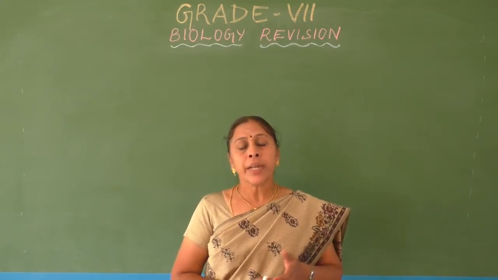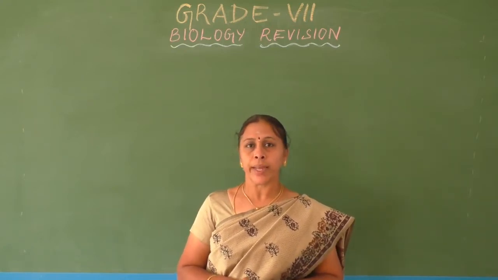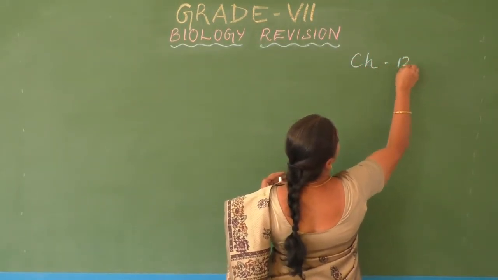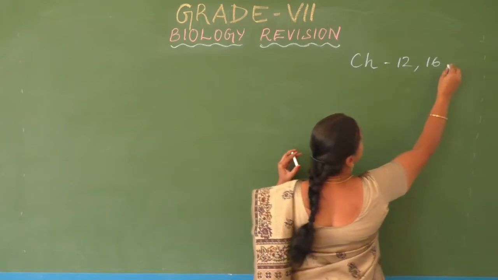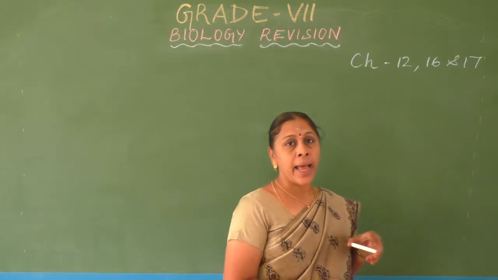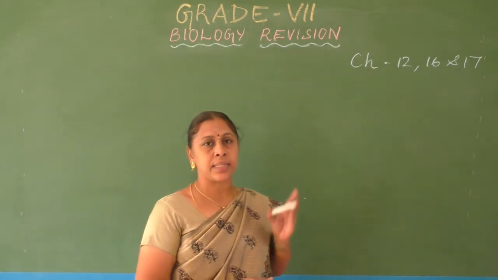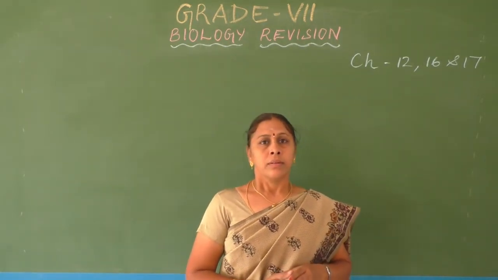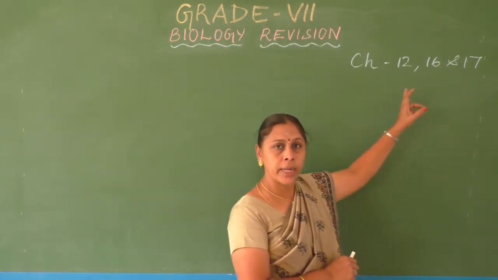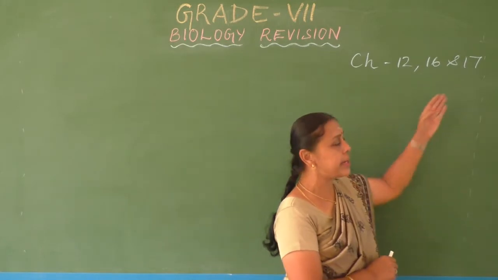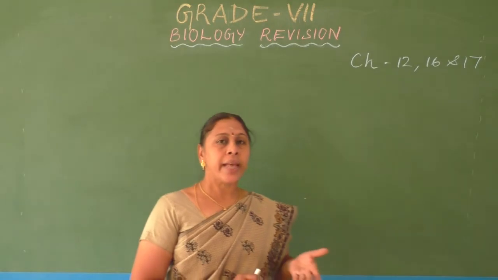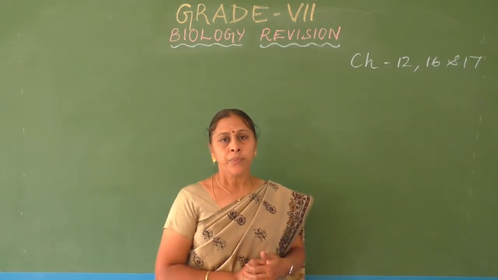Now, the portion included for term 2 is chapters 12, 16 and 17. So 3 chapters are there for biological science. That is chapter 12, reproduction in plants, chapter 16, water, a precious resource, and chapter 17, forests, our lifeline. 3 chapters are there for this term 2.